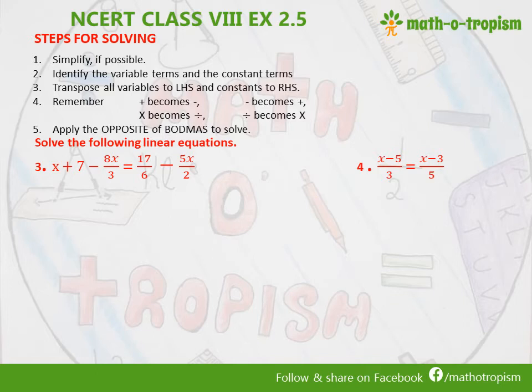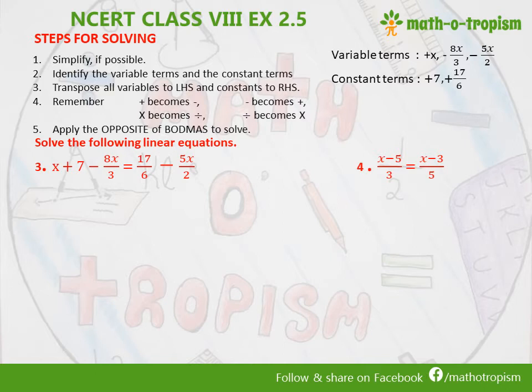Next we see the third sum: x plus 7 minus 8x by 3 is 17 by 6 minus 5x by 2. Again here it is in the simplest form. So we will first identify the variable terms and the constant terms. We can see x, minus 8x by 3 and minus 5x by 2 are the variable terms, and the constant terms are plus 7 and 17 by 6. So we need to bring the minus 5x by 2 to the left hand side and plus 7 to the right hand side. So their signs will change.